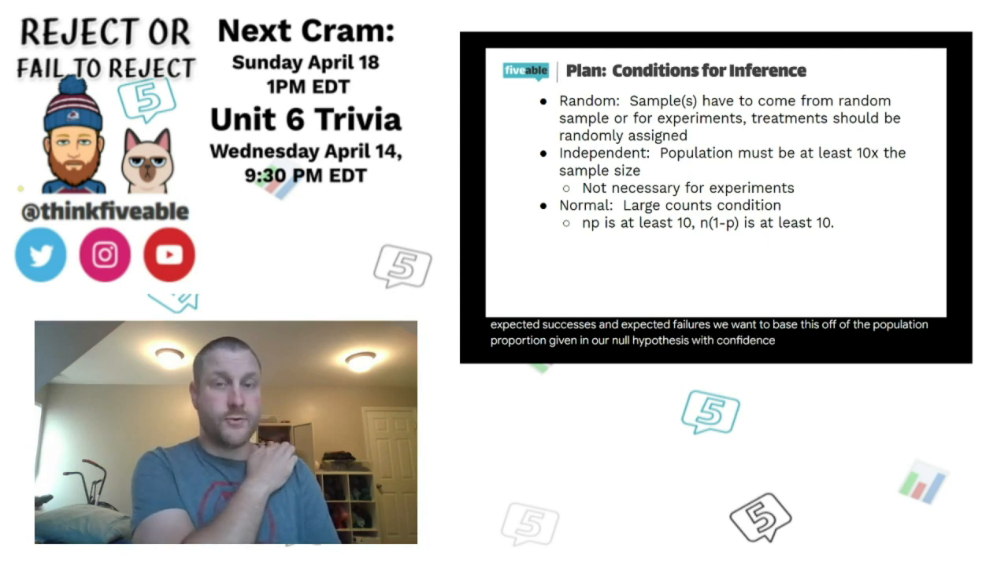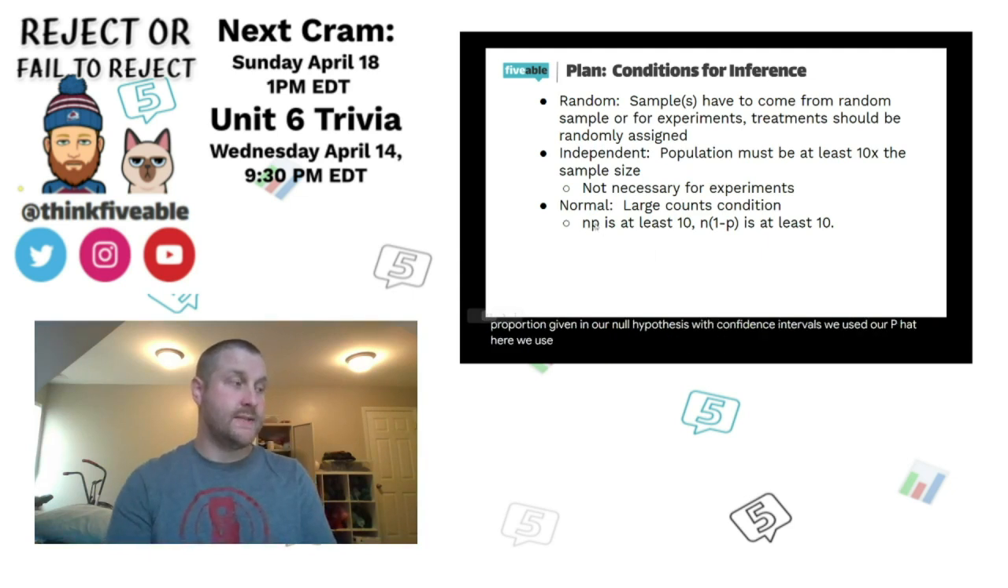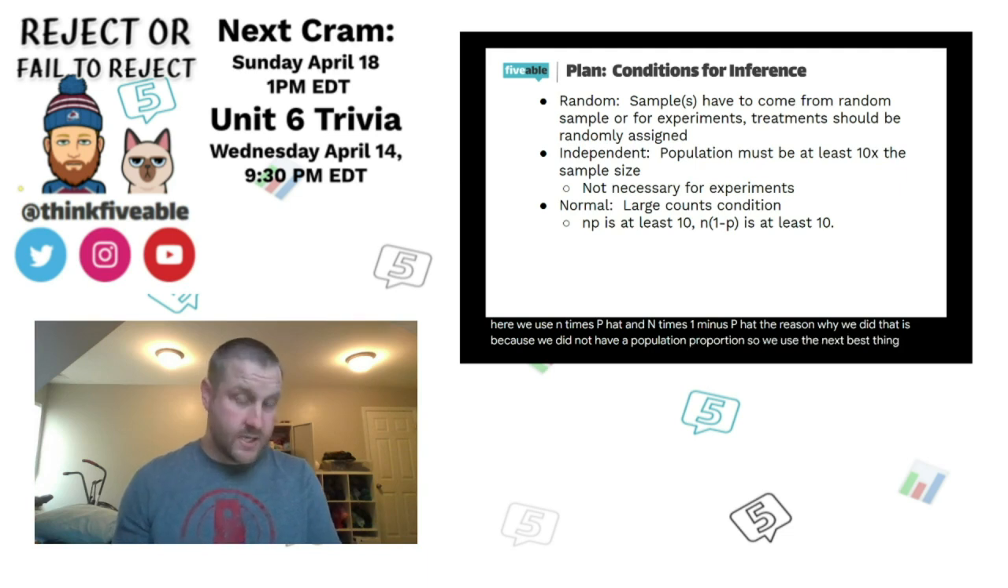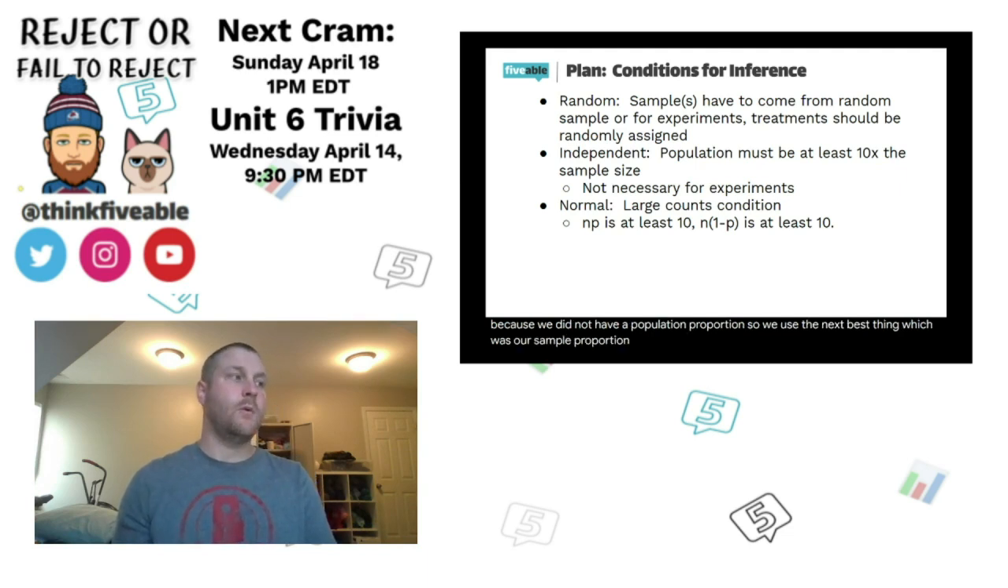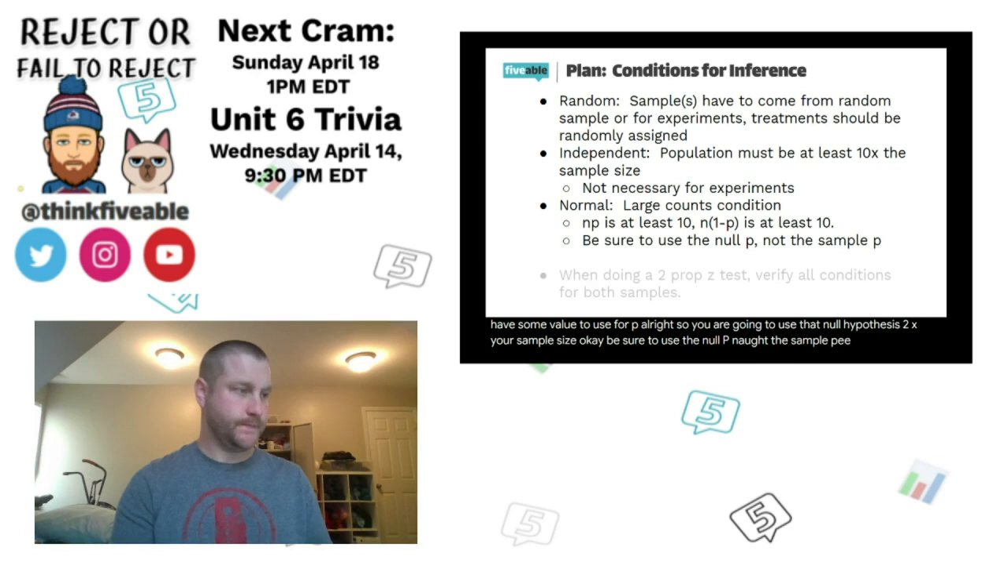With confidence intervals, we used our p hat here. We used n times p hat and n times 1 minus p hat. The reason why we did that is because we did not have a population proportion. So we used the next best thing, which was our sample proportion. With a hypothesis test, since you have a null hypothesis, you have some value to use for p. All right? So you are going to use that null hypothesis value to multiply by your sample size. Okay? Be sure to use the null p, not the sample p.